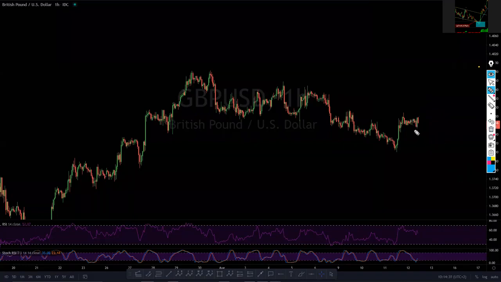So on the 1 hour, this is a pullback, right? It has broken above the pullback after this corrective structure here was completed. It gave us an impulse first and then a pullback. And on the 1 hourly, they are confirming.